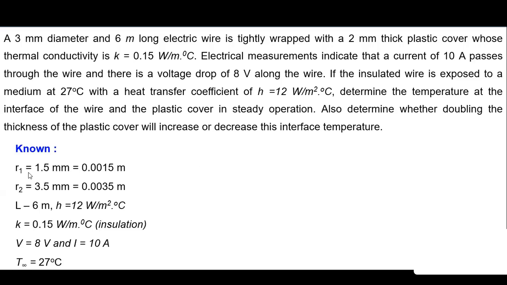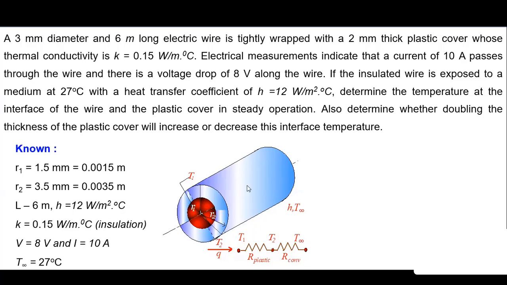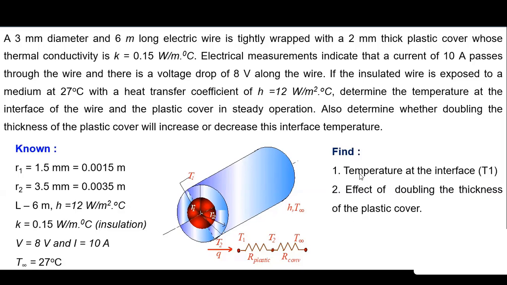We have the radius r1 equal to 1.5 millimeter, r2 equal to 3.5 millimeter, converted into meter, length equal to 6 meter, h equal to 12, k equal to 0.15 for the insulation, voltage is 8 volt, current is 10 ampere, and the infinite fluid temperature is 27 degrees Celsius. So this red colored part is the conductor, the blue colored part is the insulation, and values of r1, r2 and so on are shown. There are two resistances, one offered by the plastic layer, the other from convection. Only two resistances, both in series. And we have to calculate the interface temperature.